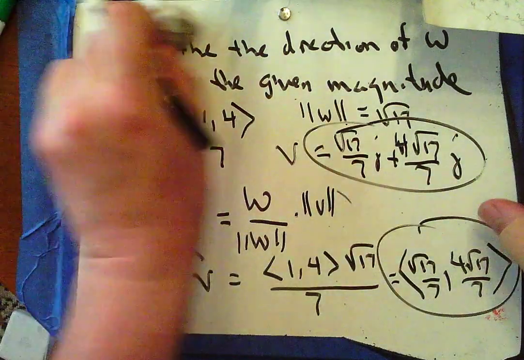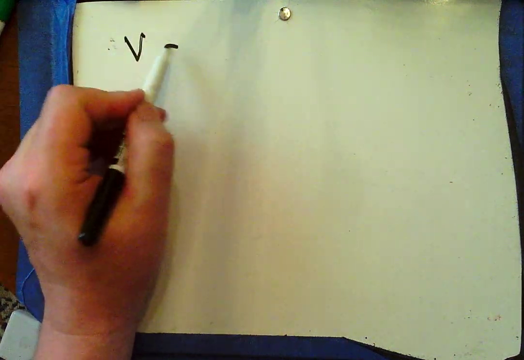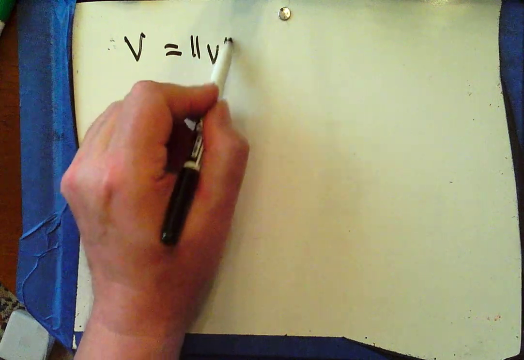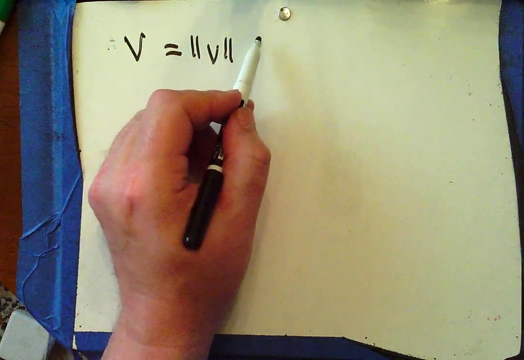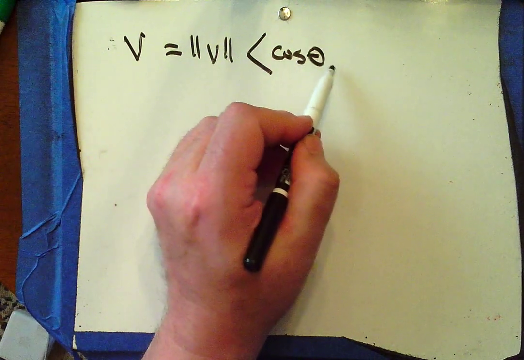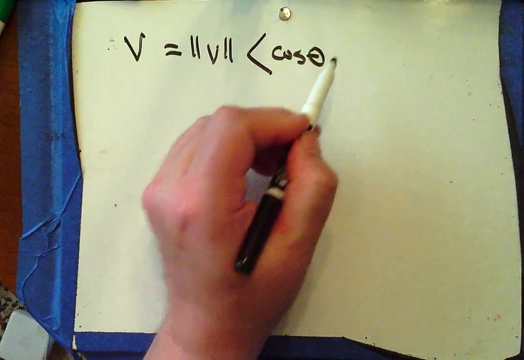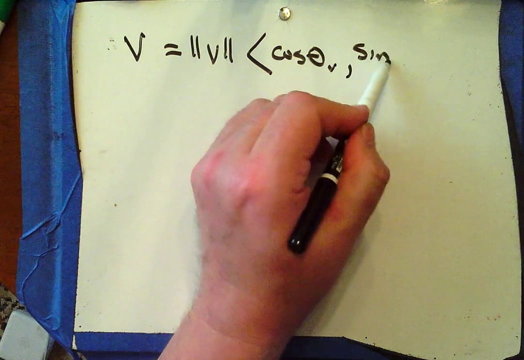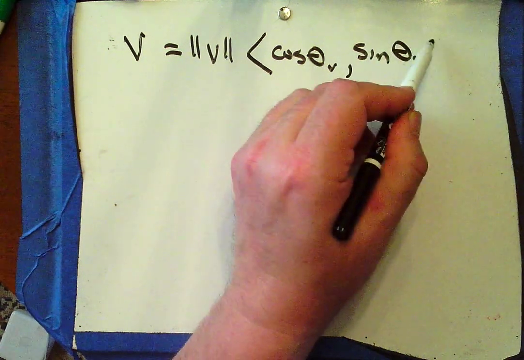Well, today I want to actually address a third way of describing a vector. So that third way requires us to say v equals <the magnitude of v times cosine theta v, comma, the magnitude of v times sine theta v>.